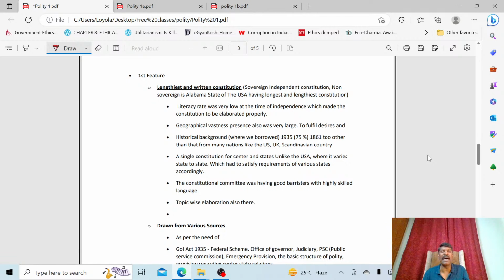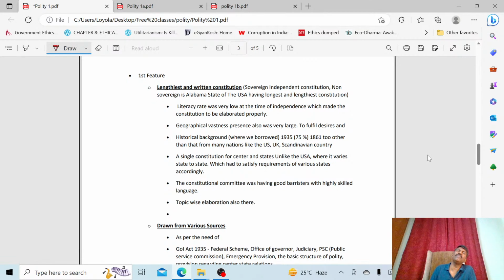And the historical background: 75% I borrowed from the 1935 Act and the remaining 25% from the 1861 Act, the UK, USA, and various other countries. So again it became the longest and lengthiest. And another most important thing is the criticism also.